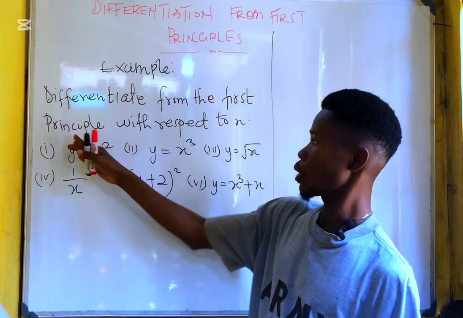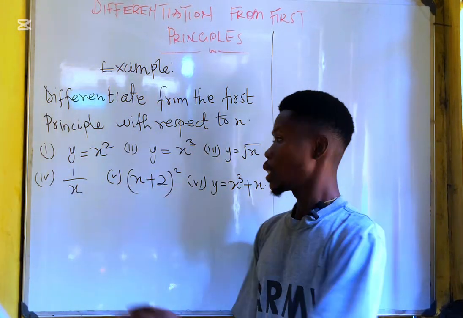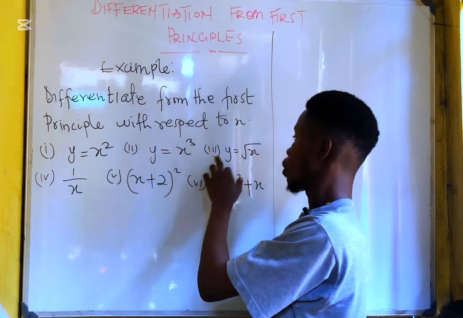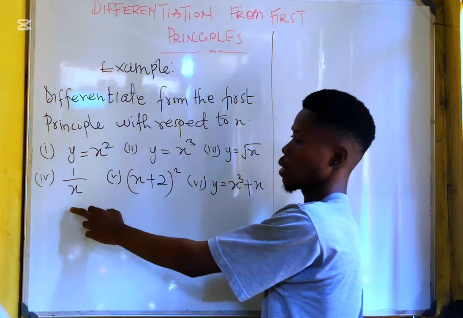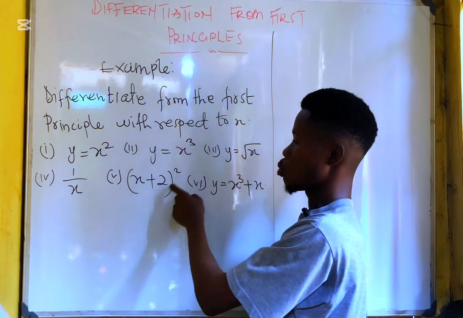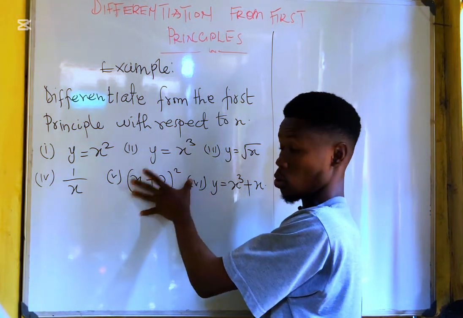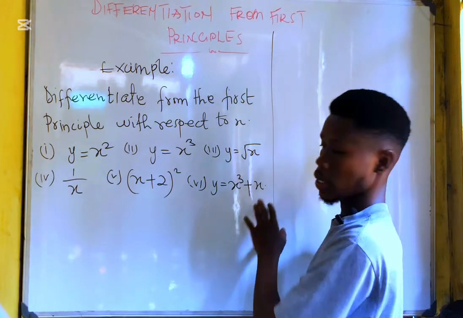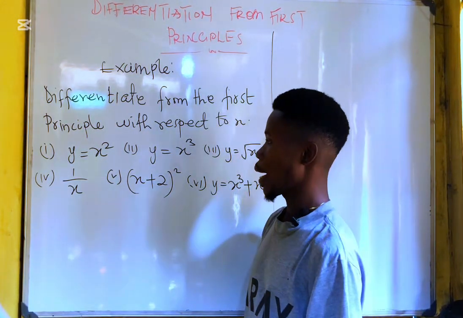Differentiate from the first principle with respect to x: y equals x squared, y equals x cubed, y equals root x, y equals 1 over x, y equals (x plus 2) to the power 2, and y equals x cubed plus x. So let's start with the first.